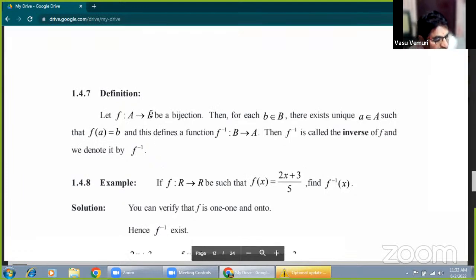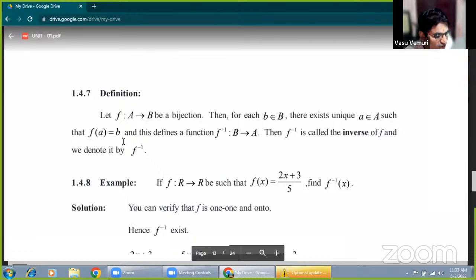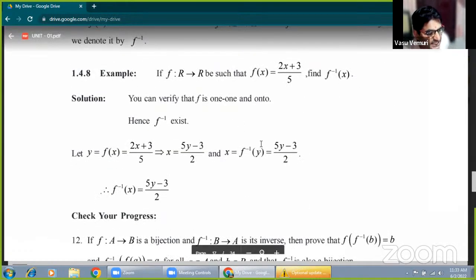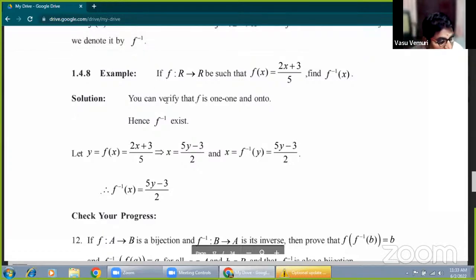Okay, f maps A to B. What is the inverse of this? According to this, this is the bijection part. f maps A to B. What is f inverse? B to A. Okay, f of A equal to B, and f inverse maps B to A, which is also well defined here. Now this is also a good example of the inverse of a function.